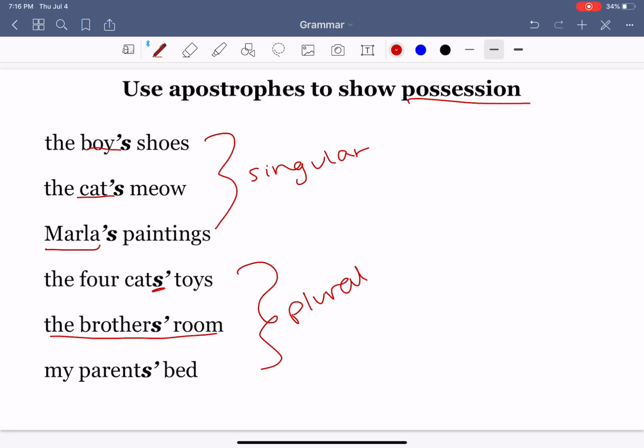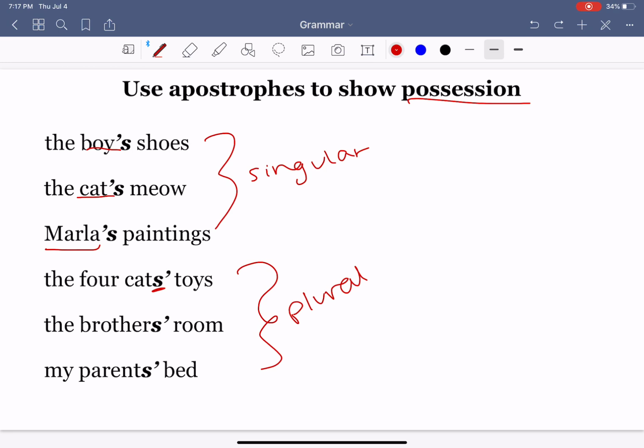Here we have the brother's room. So it's multiple brothers, right? You could have brothers like this, and you could have brothers like that. So the difference is that that one means one brother. It's the possession of one brother. This one is the possession of multiple brothers. So that one's plural. So then we have the 4 cats' toys, the brothers' room, the parents' bed. So again, multiple parents, not just one.